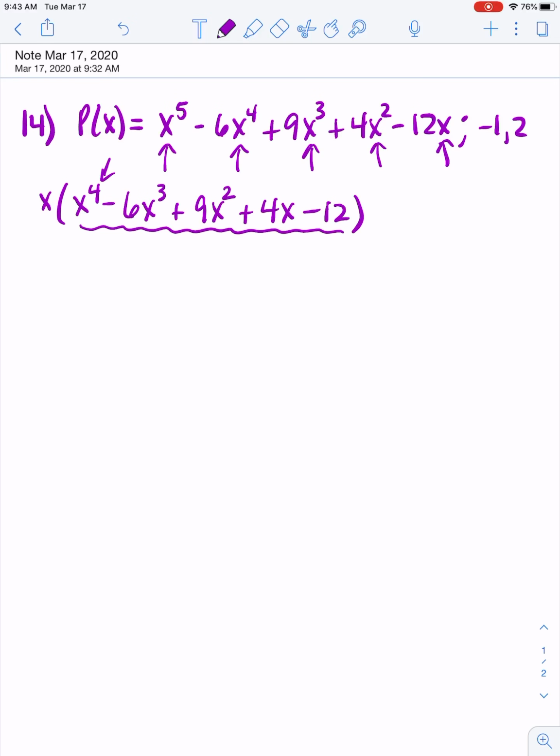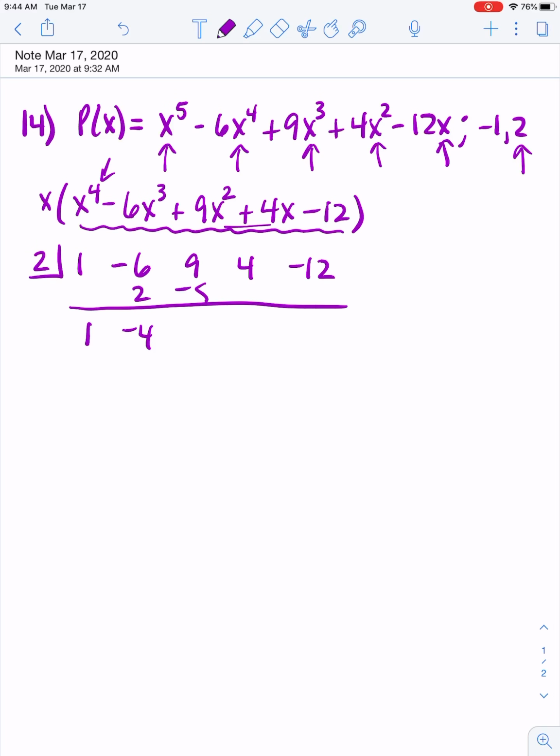And I'm going to do synthetic division on this polynomial here. And I'm going to use one of my zeros. I'll use 2 first. But again, the order doesn't matter if you use -1 or 2. So I'm going to use 2. I'm going to do my synthetic division. So I have 1, -6, 9, 4 and -12. So I get 1, 2, -4, -8, 1, 2, 6, and 12. And yes, I do in fact get 0, which is what I want.